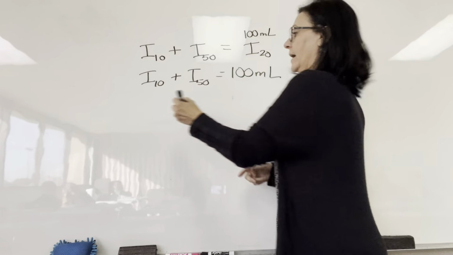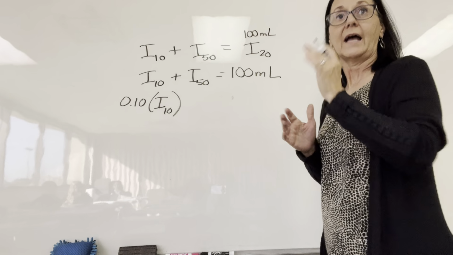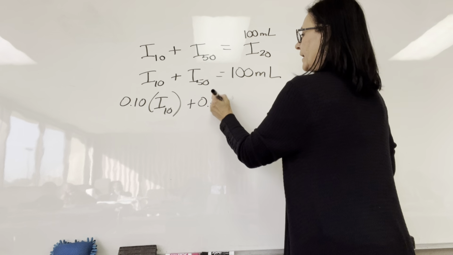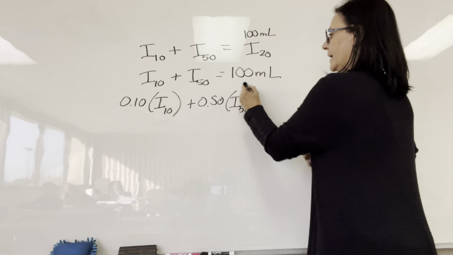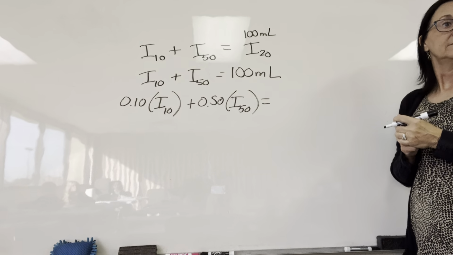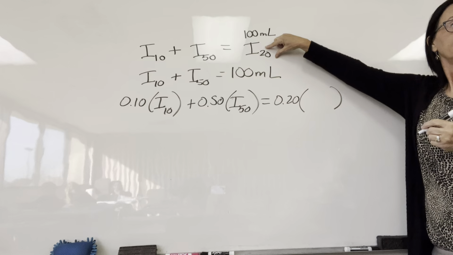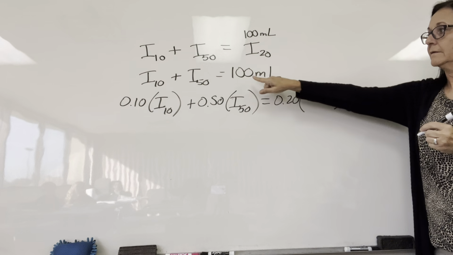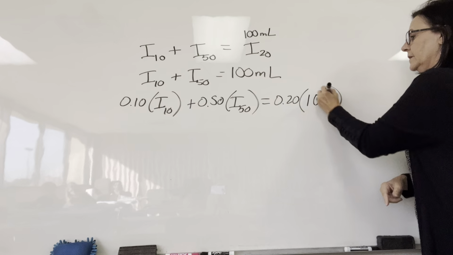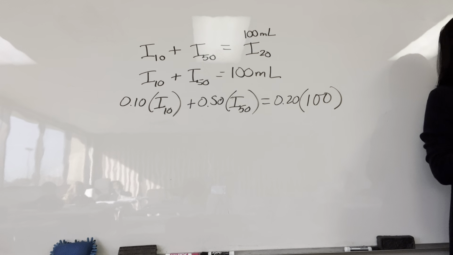Then I take the concentrate, multiply it by how much iodine 10 I need, plus the concentrate, multiply it by how much iodine 50 I need. What concentrate do I want? 20%. So I take the concentrate. How much do I have in the end? 100 milliliters. So our answer is going to be in milliliters. You see how I wrote this? Very close to the money problems, except now it's percents.